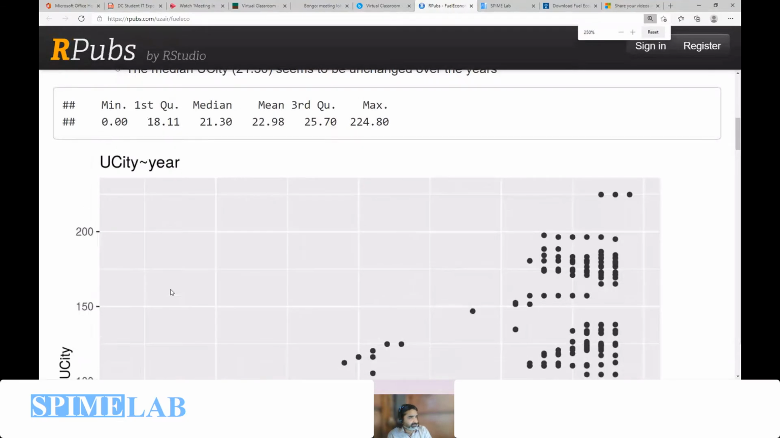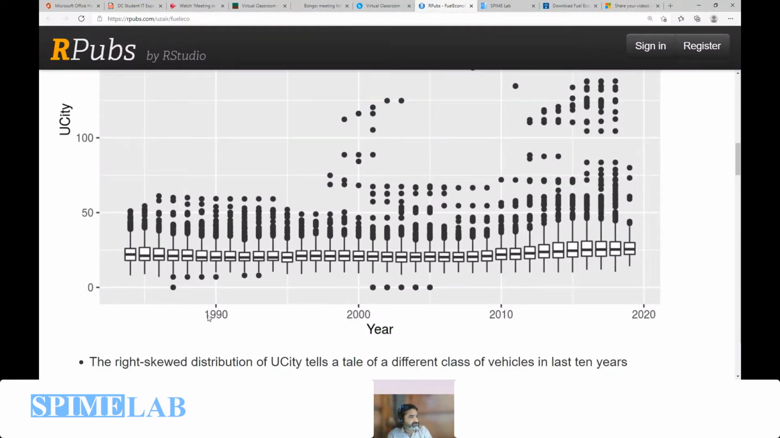I will make it bigger. On the x-axis, you can see the year of manufacturing of the car is given. On the y-axis, we have miles per gallon, or UCity. In each year, we group all cars that are made in that year. For example, 1990 has this box. Due to the shape of this plot, we are using boxes to represent data. This plot is called a box and whiskers plot. Whiskers are these lines above and below this box.